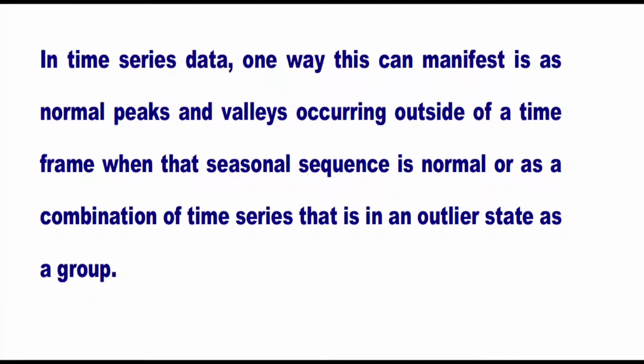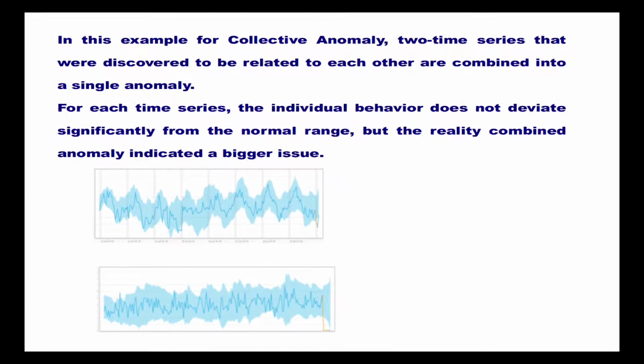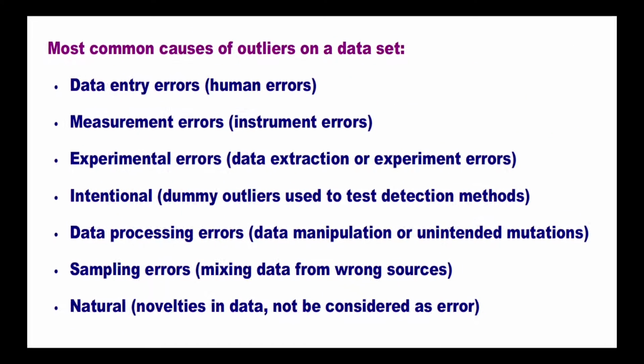In time series data, one way this can manifest is as normal peaks and valleys occurring outside a time frame when that seasonal sequence is normal, or as a combination of time series that is in an outlier state as a group. In this example for collective anomaly, two time series that were discovered to be related to each other are combined into a single anomaly. For each time series, the individual behavior does not deviate significantly from the normal range, but the combined anomaly indicated a bigger issue.